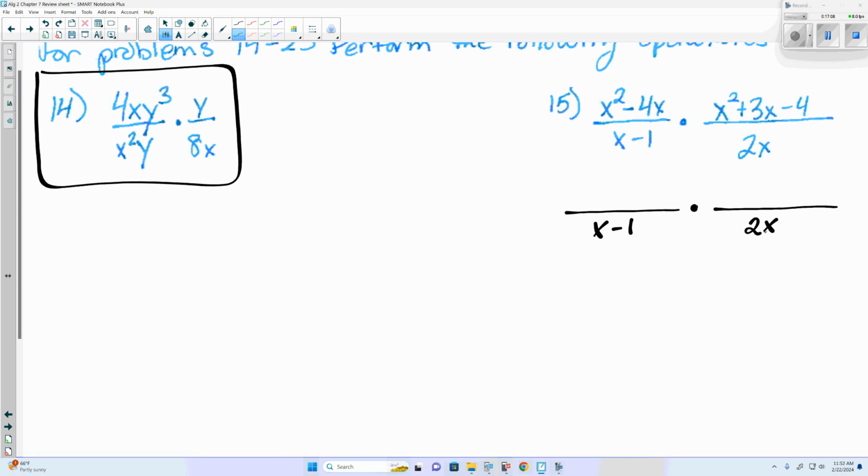Now our numerator here, x squared minus 4x. We don't have a term without x, but our x squared and 4x do have a greatest common factor of x. So we can factor out, and when we factor it out, it leaves us with x times x minus 4.